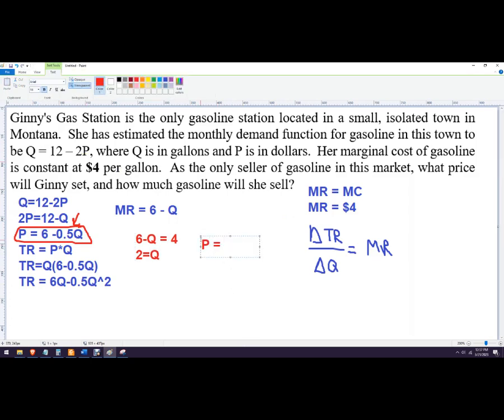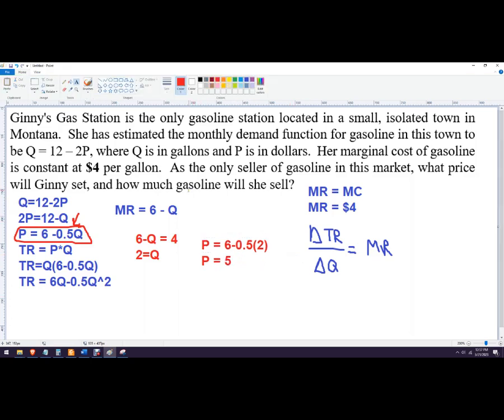I'm just going to put it in the inverse demand function, 6 minus 1/2, so that would be 0.5, we'll write it out here, times 2. And you get P equals 5. Okay, so they will sell 2 gallons of gasoline, and the price will be 5. It'll be expensive because she's the only gas station around, and that's how to solve for the profit maximizing quantity when given the demand function.